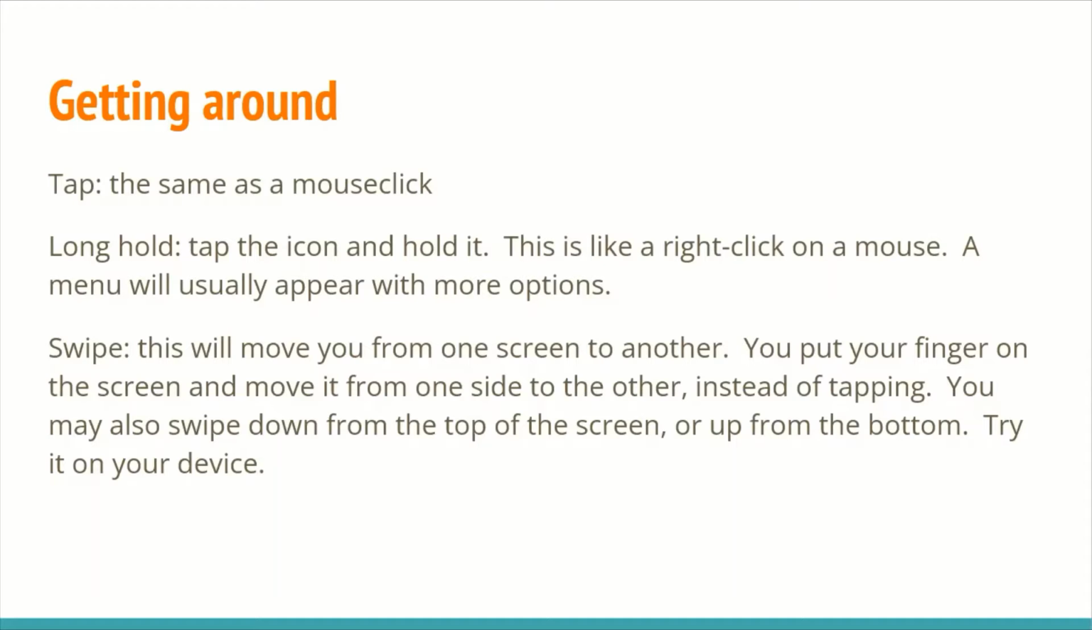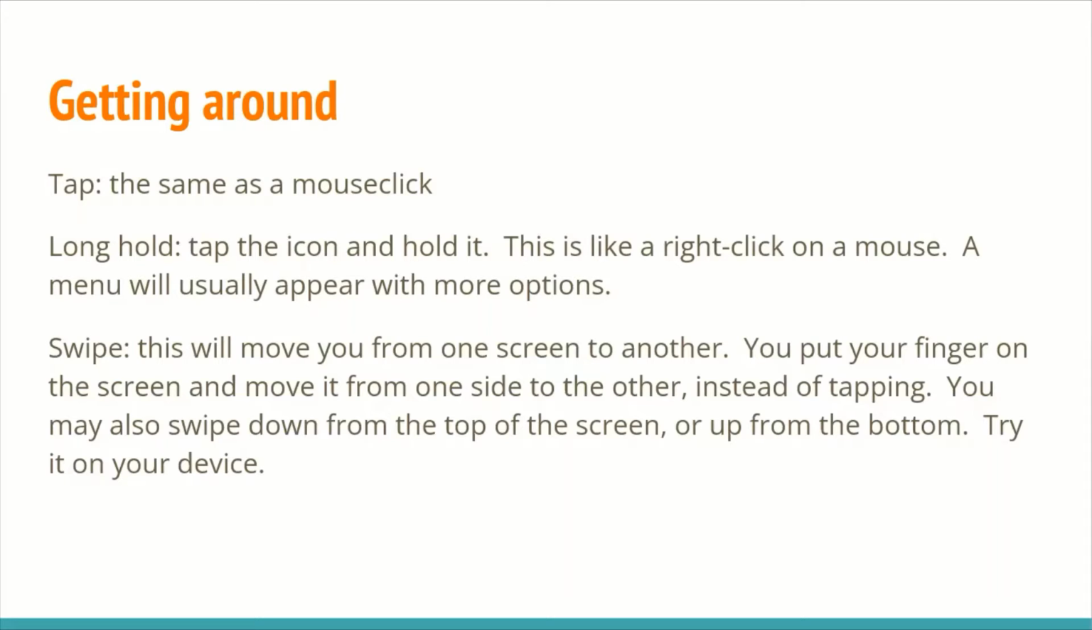Some people call this different things, but basically instead of tapping the icon, you put your finger on it and hold it still. Now on an iPhone or iPad, that's going to make all of the little icons wiggle so that you know you can move them around. But on an Android device, it's like a right click on a mouse and you'll get some other options. So that is something to try out on your device to see how it acts.